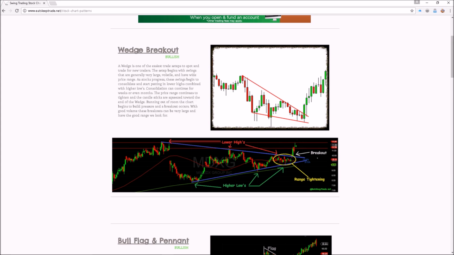If you look right here, the first one we're going to be looking at is a wedge breakout. This was an example that happened back on MDXG, and you can see you have a set of higher lows, a set of lower highs, and a tight range consolidation. So the range is getting tighter as we get closer to the edge of this wedge, and then you get that breakout with good volume and a decent push.